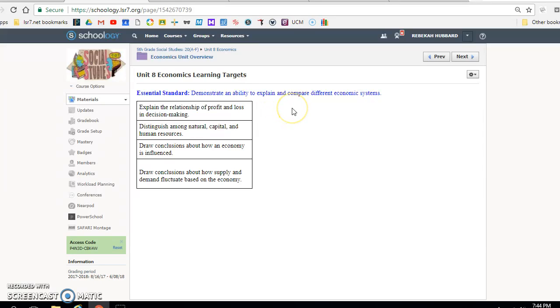As a learner, you are going to demonstrate an ability to explain and compare different economic systems. You will explain the relationship of profit and loss in decision making, distinguish among natural, capital, and human resources, draw conclusions about how an economy is influenced, and draw conclusions about how supply and demand fluctuate based on the economy.